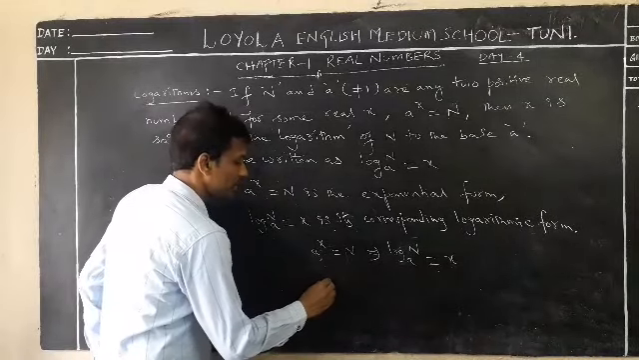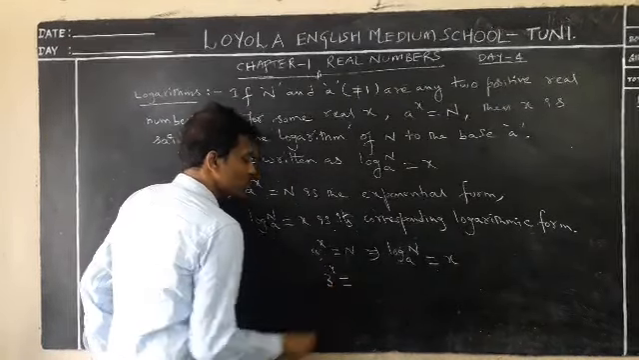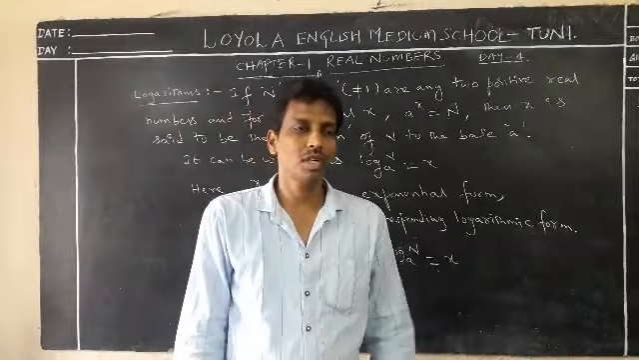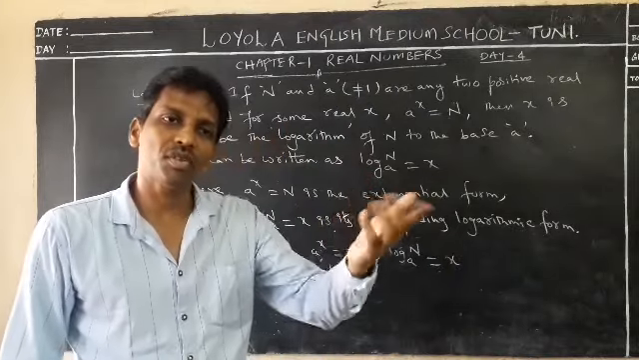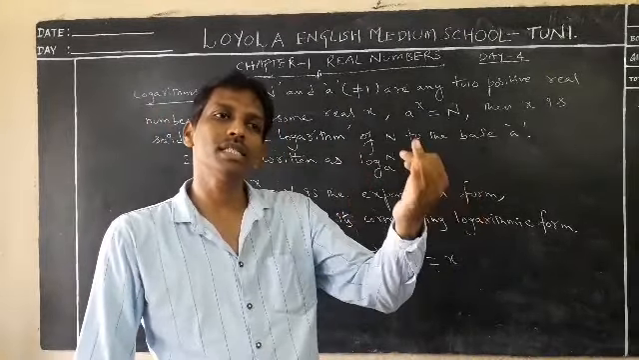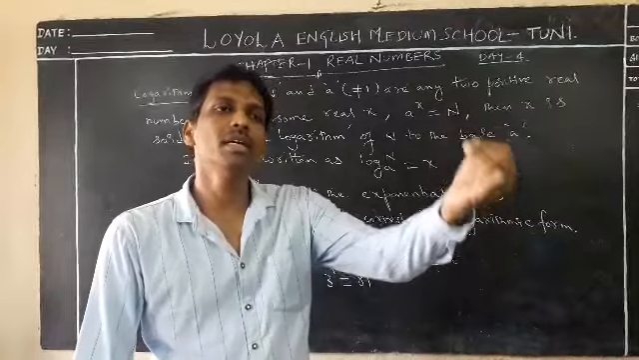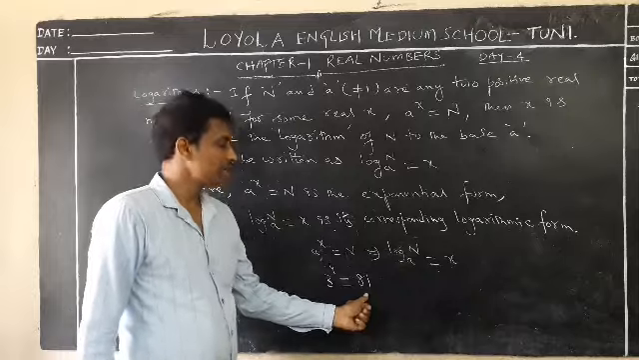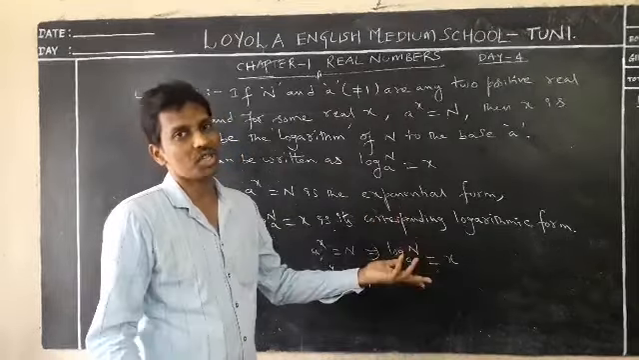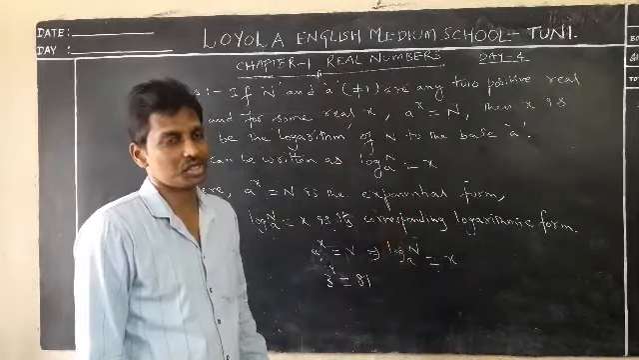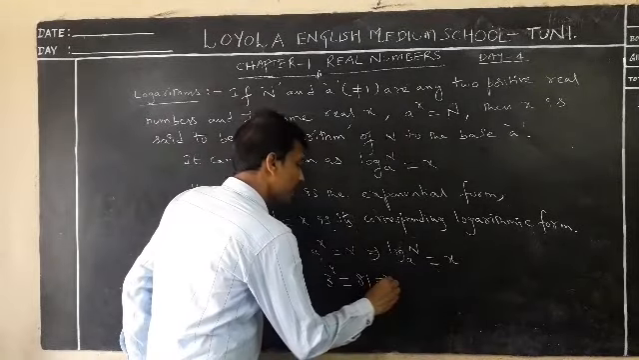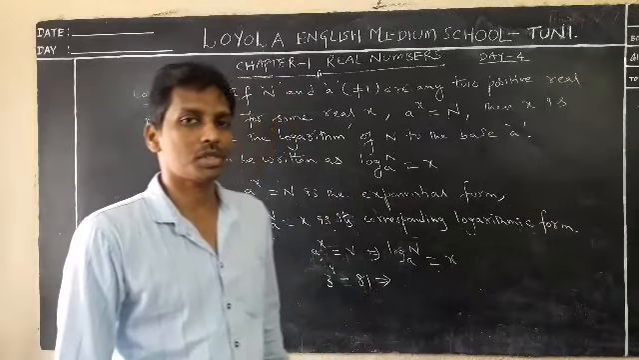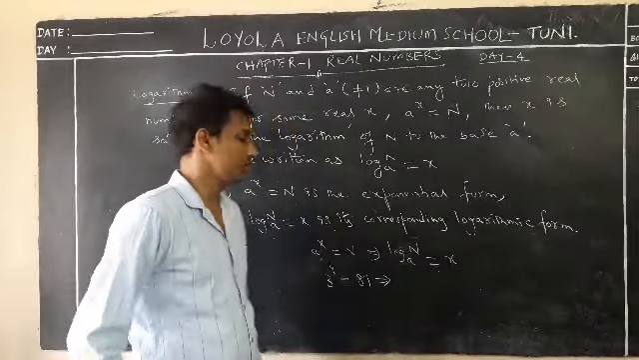For example, 3 power 4 is equal to 81. Is it correct or not? When you find 3 power 4: 3 threes are 9, 9 threes are 27, 27 threes are 81. 3 power 4 is equal to 81 is the exponential form. We know exponential forms very well. When this is changed in terms of logarithms, how will it change?